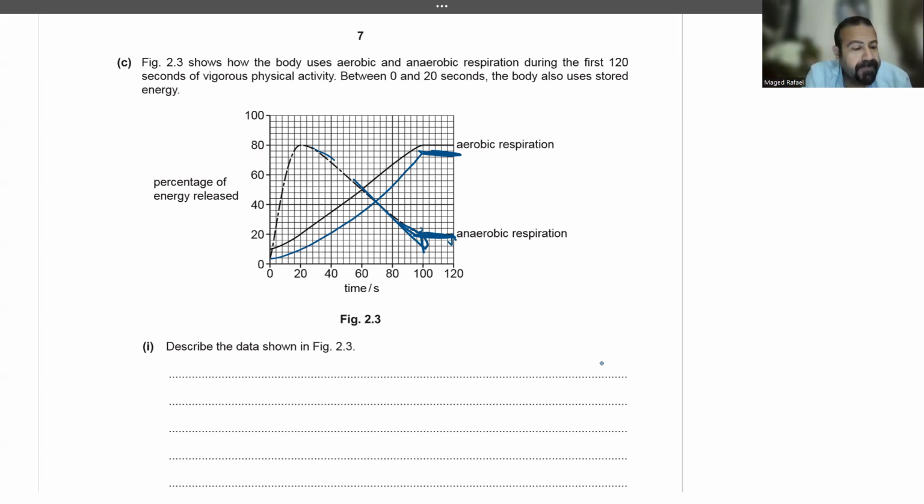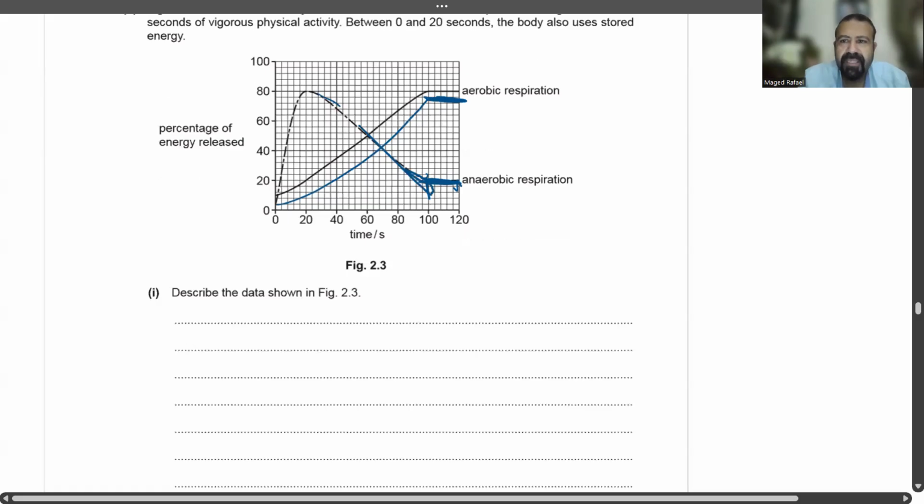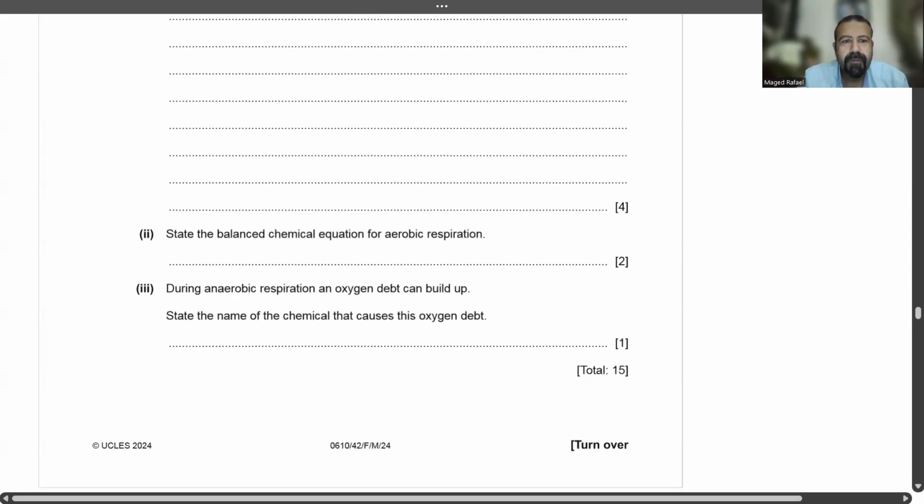We said at first that both aerobic and anaerobic increase at the start. Both increase at the start. And we also said that the anaerobic doesn't... Okay, so we have covered the 4 points. We are repeating the same thing. Okay.